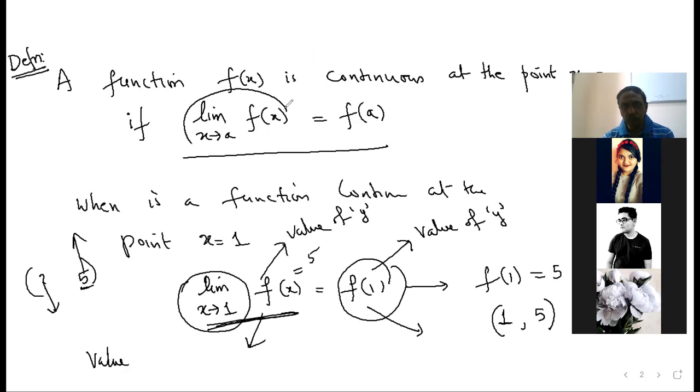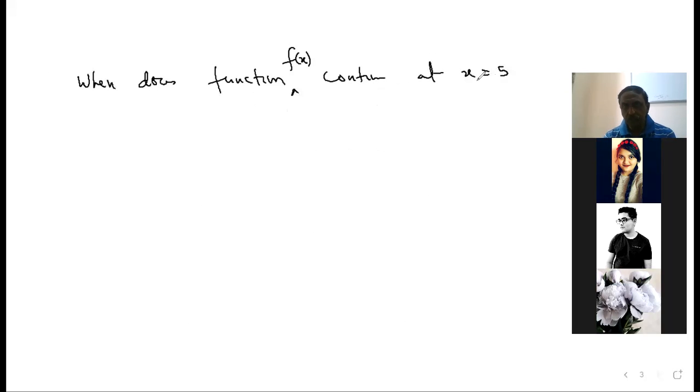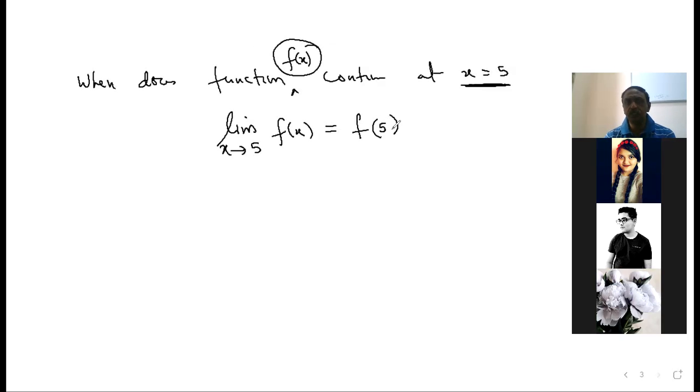One is the left hand limit, the other is the right hand limit. They both should be equal. So limit at which point? Limit x tending to how much? x tending to 5. The limit of the function f of x should be equal to f of 5. Did you understand?